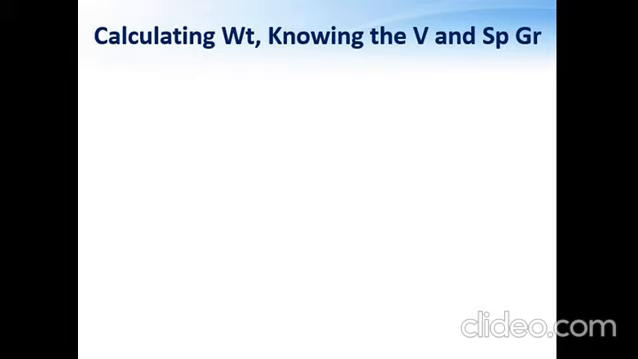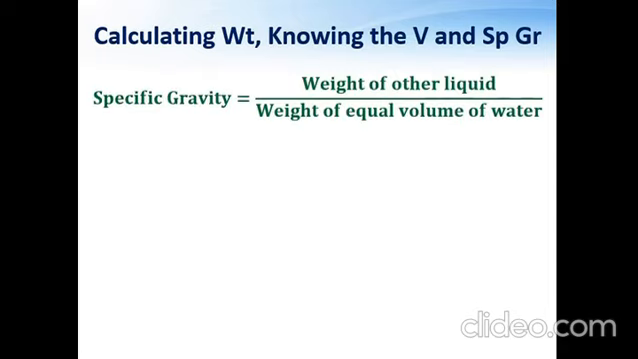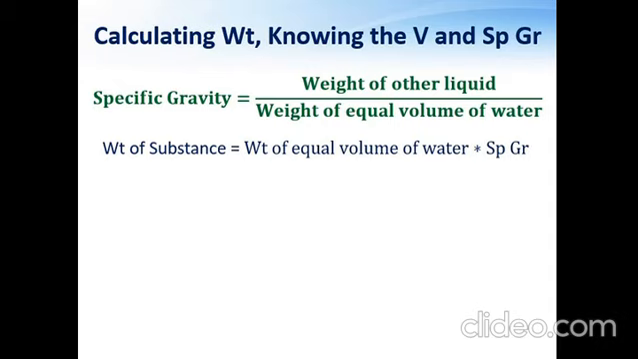Calculate the weight if we know the volume and the specific gravity. Specific gravity is the weight of other liquid divided by the weight of equal volume of water. That is the definition, right? So the weight of the substance is the weight of equal volume of water times the specific gravity.